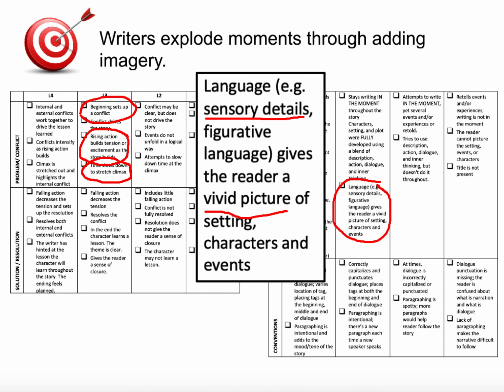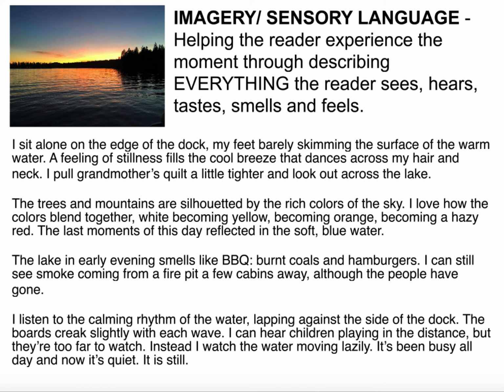So let's look at what this should look like. This is an example of a piece of writing about someone sitting at a lake. Remember, my goal is to help the reader to experience the moment through describing everything the reader sees, hears, tastes, smells, or feels. I sit alone on the edge of the dock, my feet barely skimming the surface, right? I can feel that of the warm water. A feeling of stillness, feels the cool breeze that dances across my hair, right? You can feel the breeze dancing through your hair and neck.